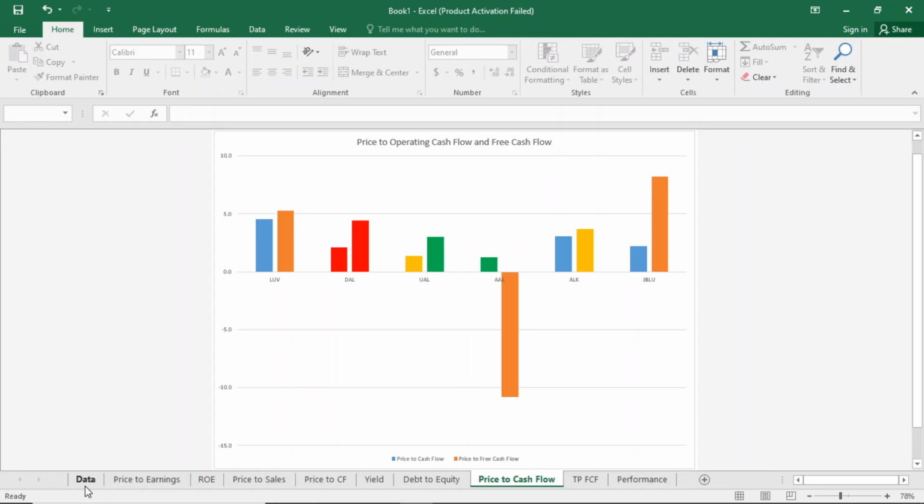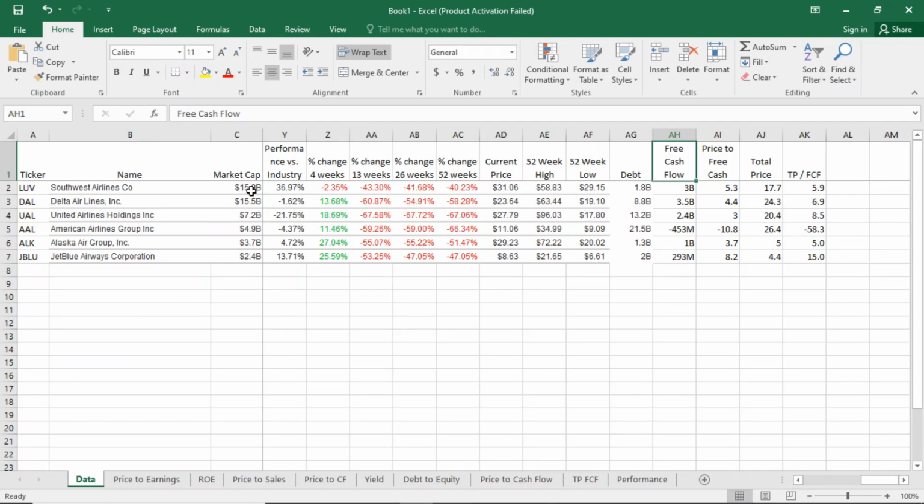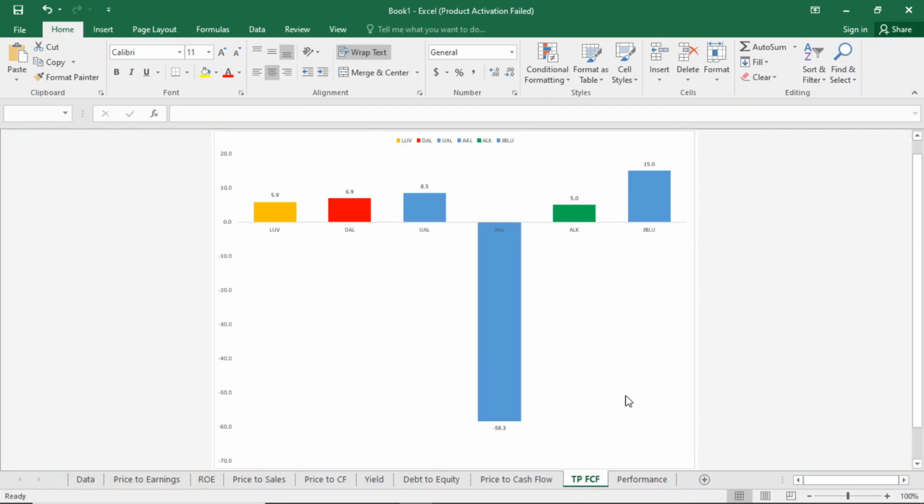But as I was saying, as a single owner, I have to pay for the market cap and for debt. So what is going to be my total price that I have to pay for these companies? So I've calculated the total price, and if I take the total price and divide it over free cash flow, this is what I get. So here it is, total price divided by free cash flow. So now American looks the best.